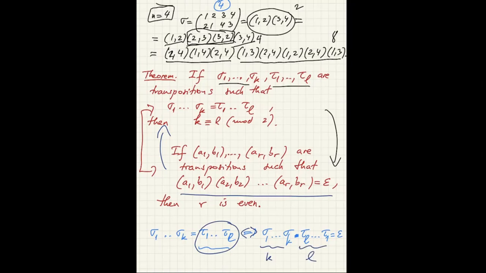And so if the statement below here is true, then that would imply that k plus l is even, and k plus l is even only if k minus l is even, which is the conclusion that we have there, that k is congruent to l mod 2. Okay, so what we're going to do is we're going to prove this fact here.